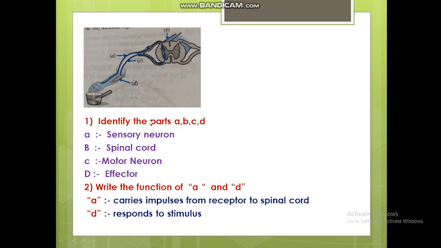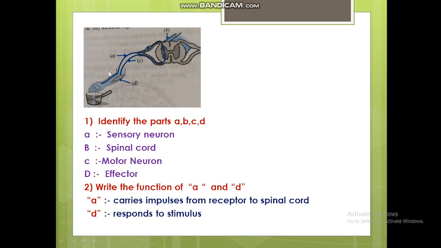Identify the parts A, B, C and D. This is the diagram showing the reflex arc. The part A is sensory neuron, part B is spinal cord, part C is motor neuron and the part D is effector. Second question is, write the function of A and D.